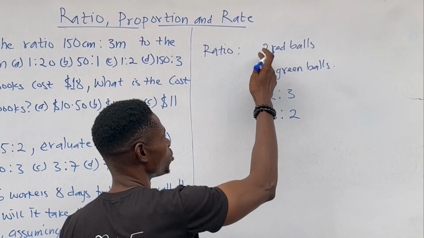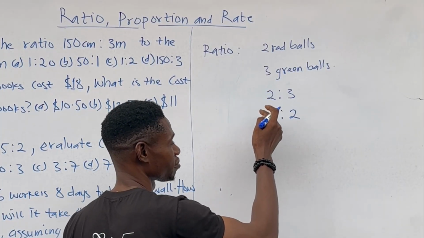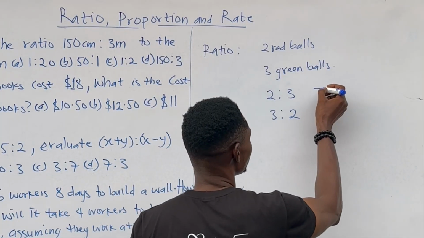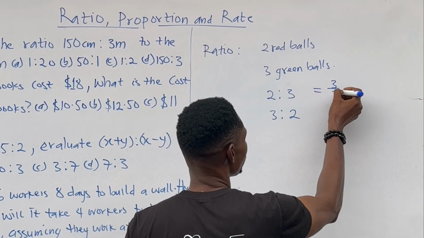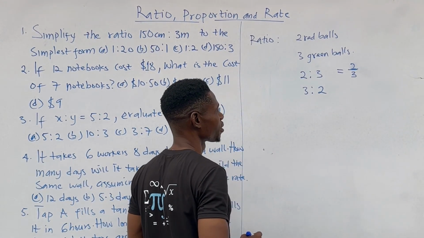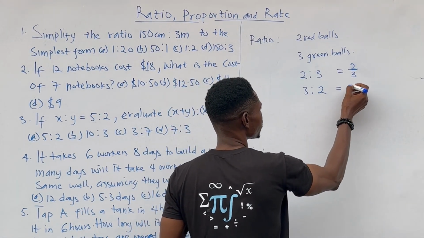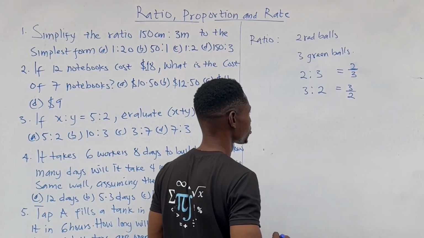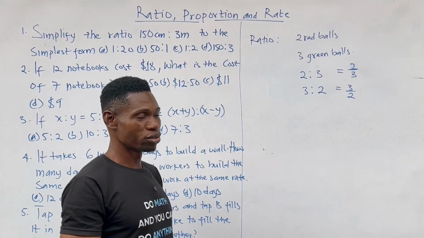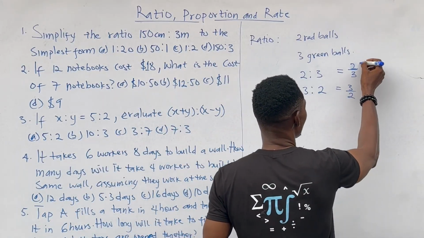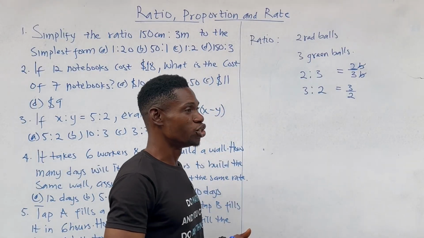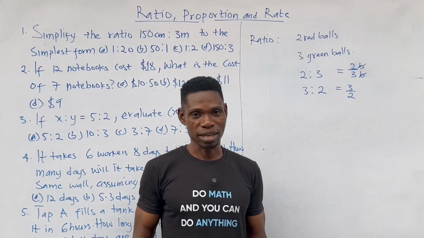Okay, now this 2:3 can be written as 2/3. And this 3:2 can be written as 3/2. Now the units will not matter because we are dealing with balls. So if you have 2 balls over 3 balls, the balls will cancel out. So in ratio, the unit usually does not matter, okay?